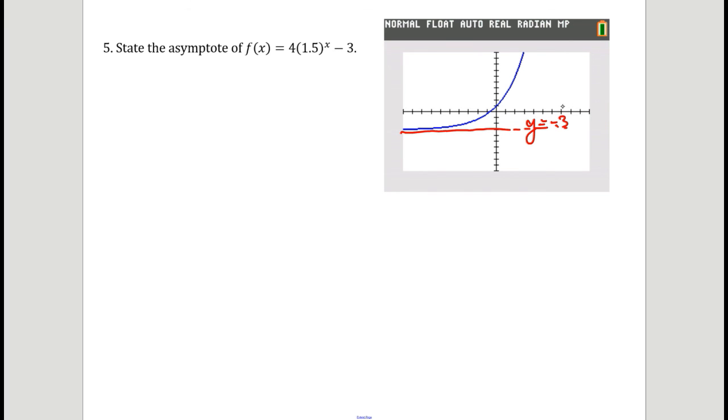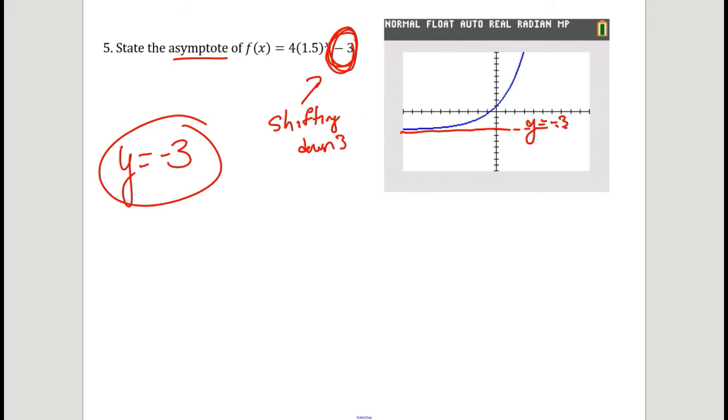And why does that make sense? Well, what shift is that outside, negative 3 there? That negative 3 is shifting me down 3. Normally the asymptote is the x-axis, y equals 0, so the horizontal asymptote is y equals negative 3.